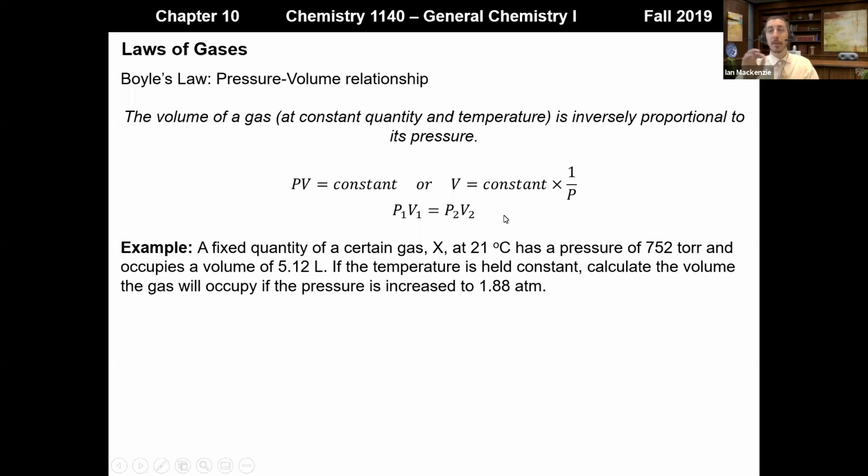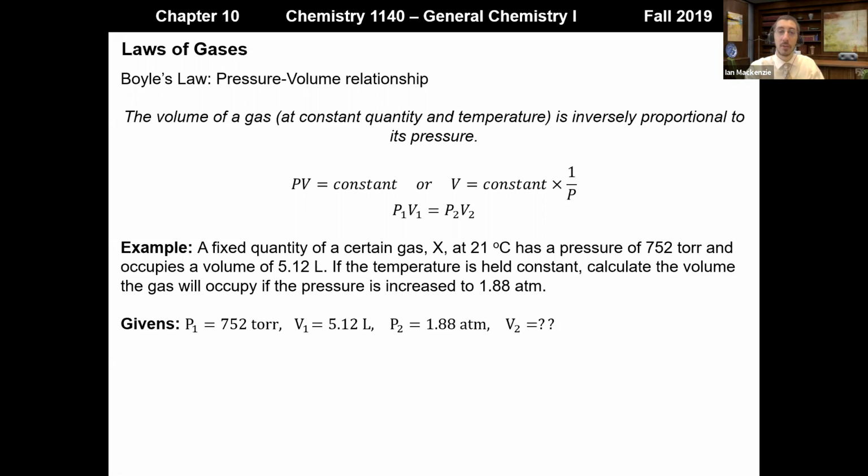The thing we must pay attention to is simply making sure that our units match. So torr is one pressure unit, atmospheres is a different pressure unit. So we must make sure that those two units match each other. So we have to convert one or the other. So here's what we've been given and what we're looking for. We first start, in this case, I took the atmosphere unit, so pressure 2, and converted it to torr.